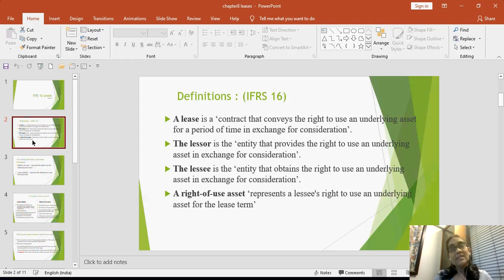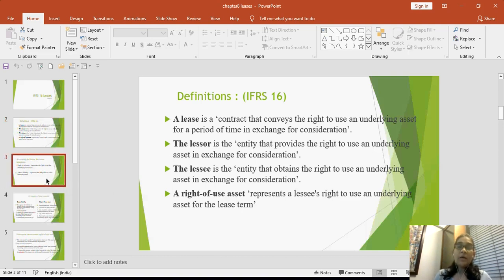And the party who gets the right to use is known as the lessee, and this party gives consideration for the use of the asset. The right of use of asset represents the lessee's right to use the underlying asset. So the three things that you need to know about a lease are that there is a lessor who is giving the right to use an asset to the lessee in exchange for consideration, and the right to use the underlying asset is passed on to the lessee.